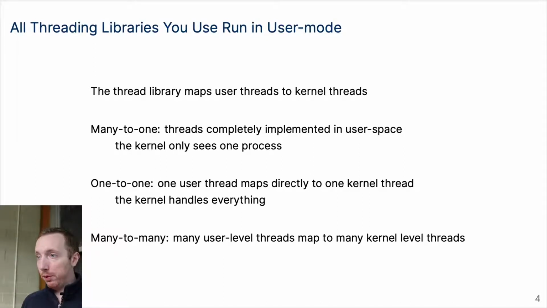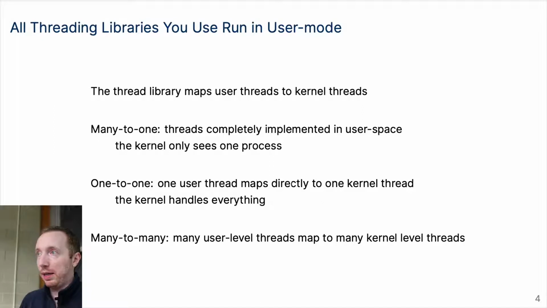What you'll have in Lab 2 is called many-to-one. Many user level threads are going to map to one kernel thread, which means your library completely exists in user space. As far as the kernel is concerned, you have one running process, which just has one thread. In the one-to-one model, one user level thread corresponds to one kernel level thread. That means the kernel handles everything. It does the context switching and the scheduling for you. But of course, you're at the mercy of the kernel as to when your thread actually runs.